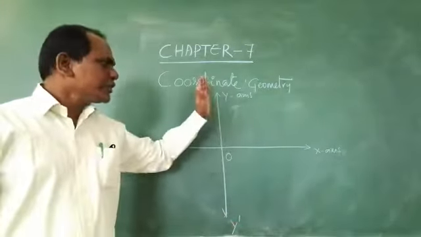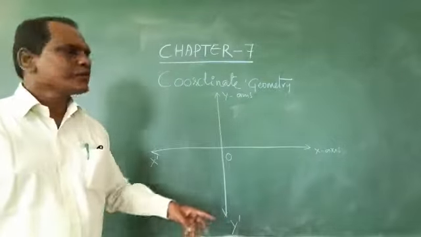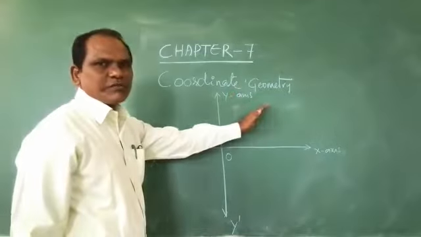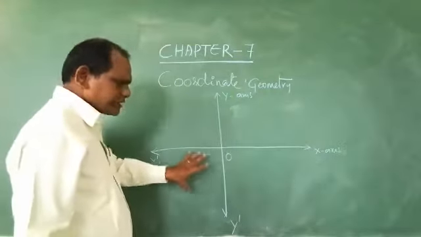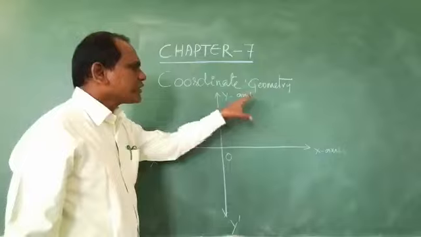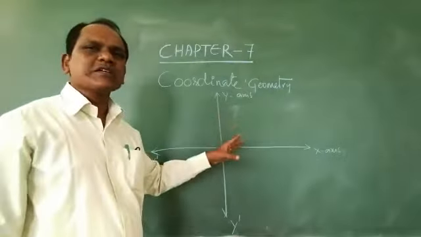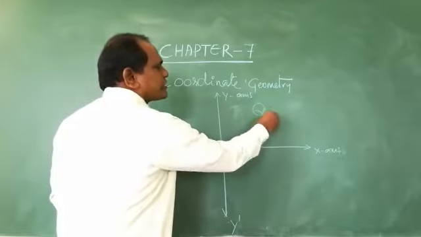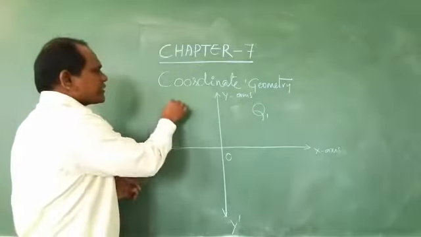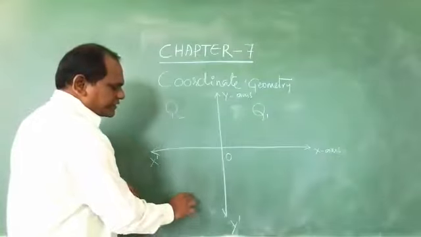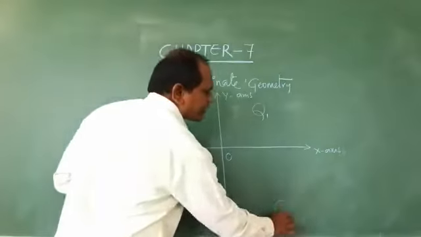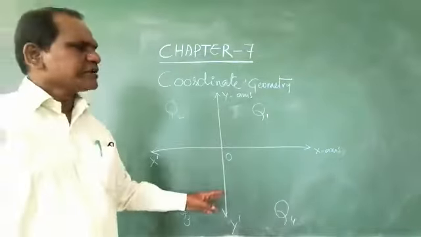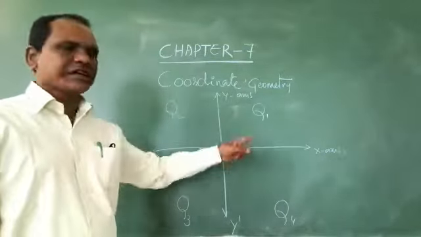These two coordinate axes form the four quadrants. Here you see, this is one part, second part, third part, fourth part. In total we have four parts. This is quadrant 1, this is quadrant 2, this is quadrant 3, and this is quadrant 4. By these coordinate axes, we form the four quadrants.